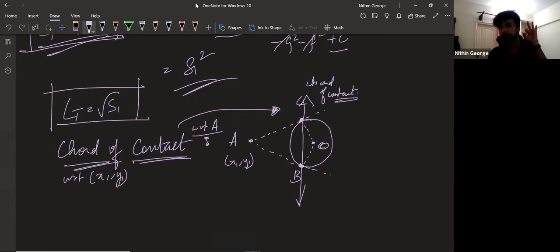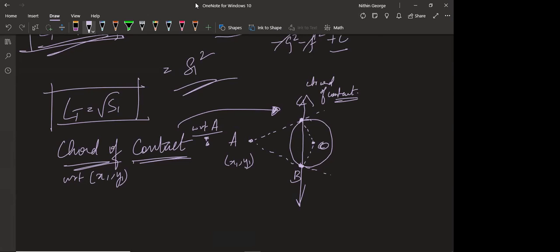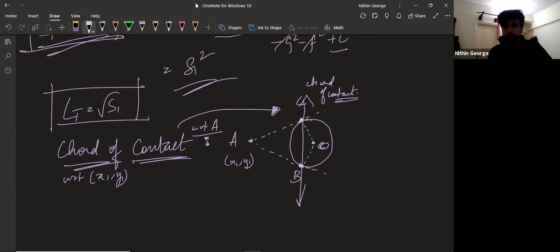Guys, is this much clear? What chord of contact is? That is the most important part I'm about to tell you. The equation is very easy. Did you understand what chord of contact is? All of you? Okay. So chord of contact is there with respect to x1, comma y1 in this form. The equation of chord of contact is simply put T equal to 0.